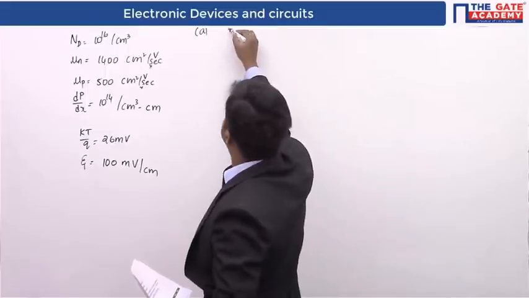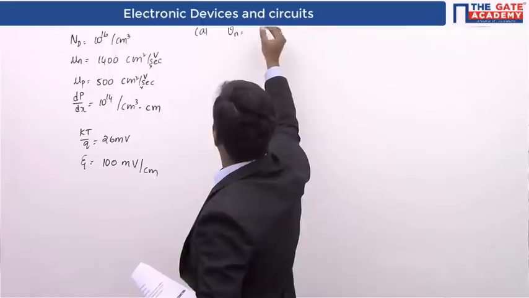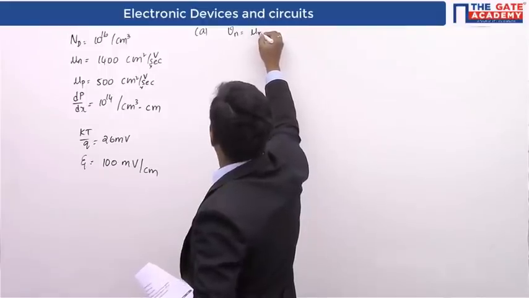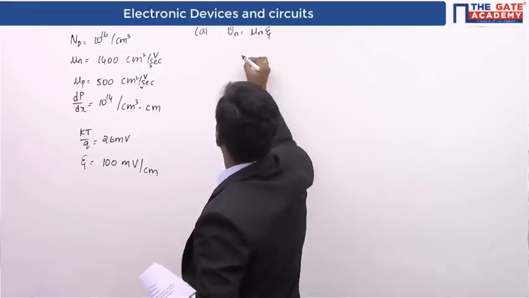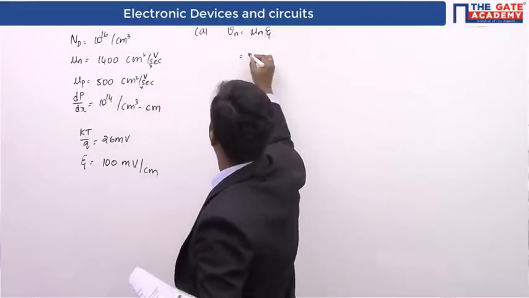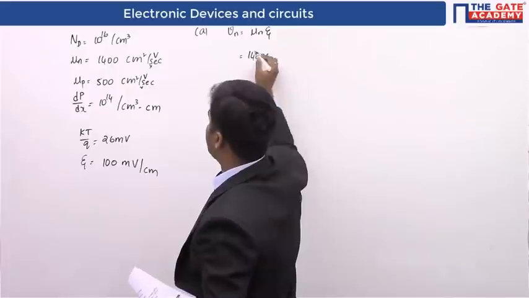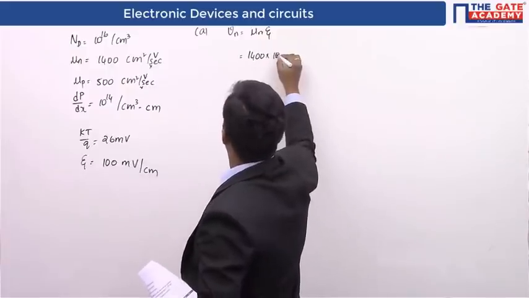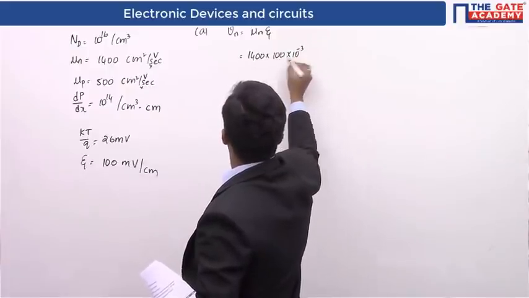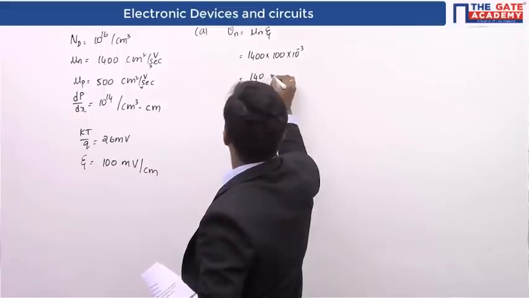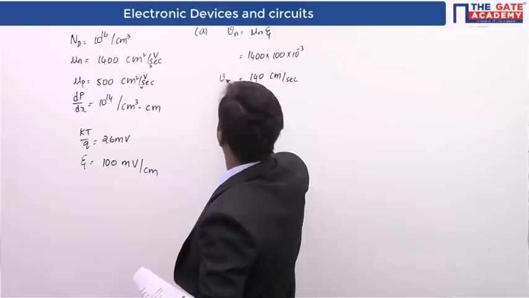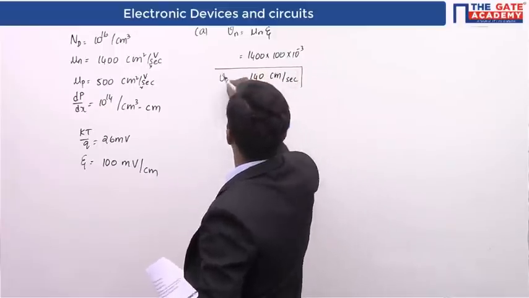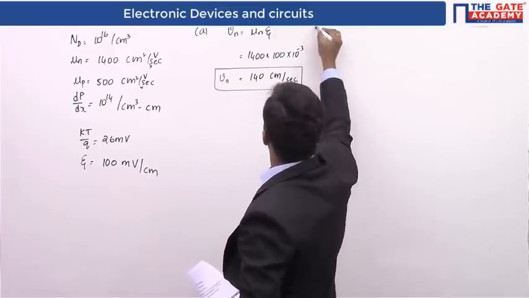So drift velocity of the electrons is given by mu n multiplied by the electric field. What is mu n? 1400 multiplied by 100 into 10 power minus 3, which is nothing but 140 centimeter per second. This is the first part, the drift velocity of the electrons.